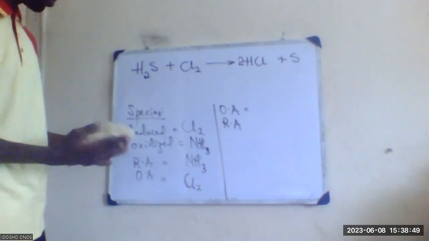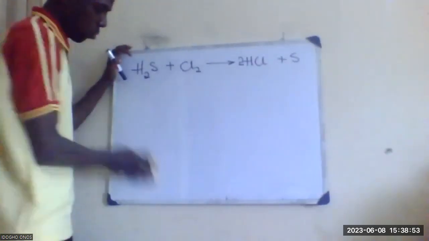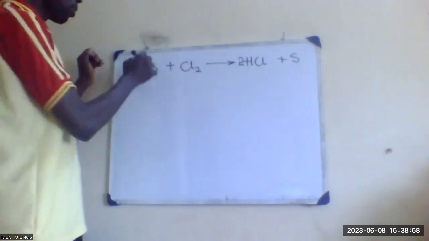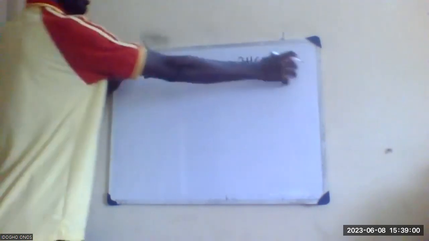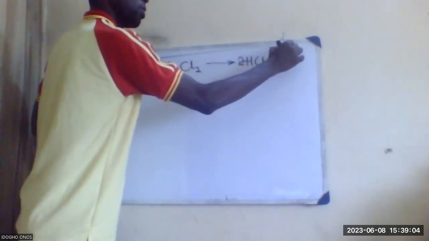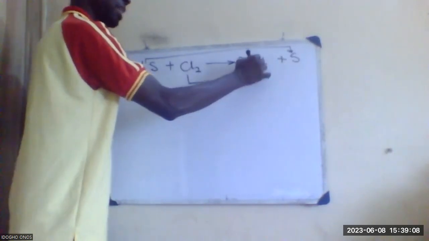A reducing agent. Thank you. It is the reducing agent. But just so we know, how do we arrive at that? Let the student know this. This is H2S and this is S. So on going this way, the hydrogen has been lost. Then on coming this way, hydrogen has been added.